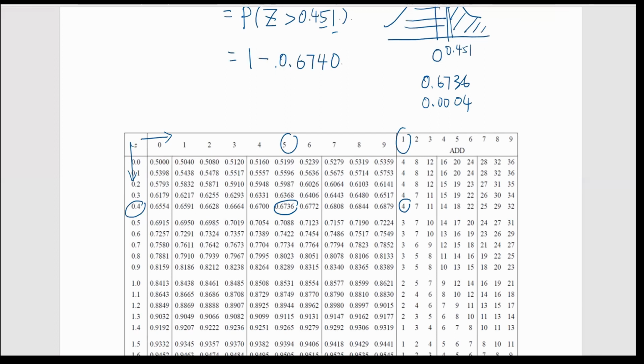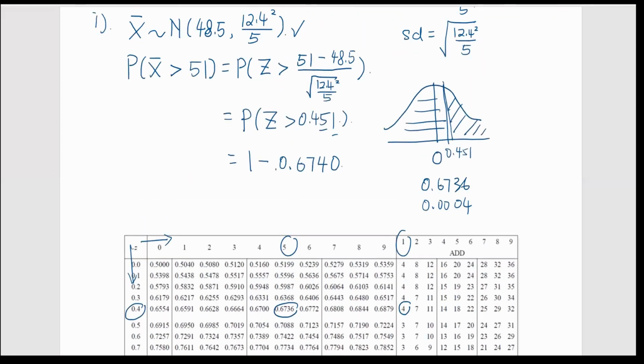So 0.6740 is the probability, but the table will give you the bigger region here. So this is the region given, which is the probability 0.6740. That is why, in order to look for the smaller region towards the right, we take 1 minus. And that is the probability, 0.326. Right? Keep the answer to 3 significant figures. Found the probability for part 1.